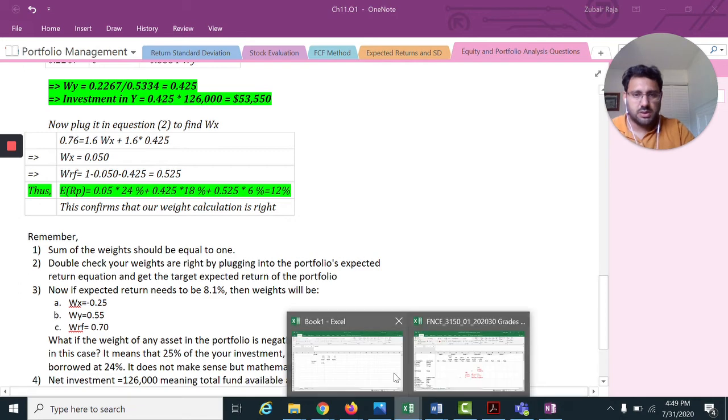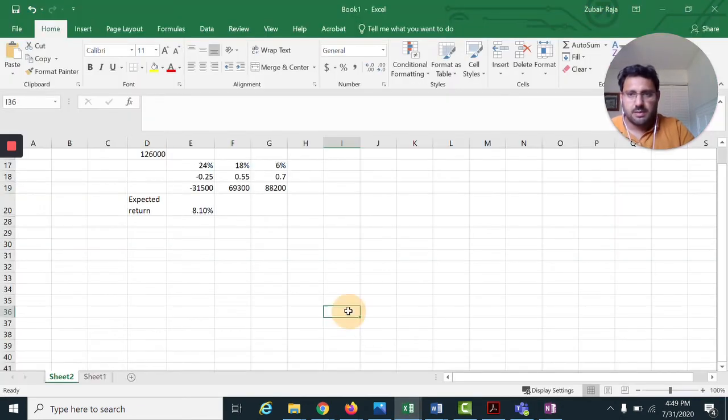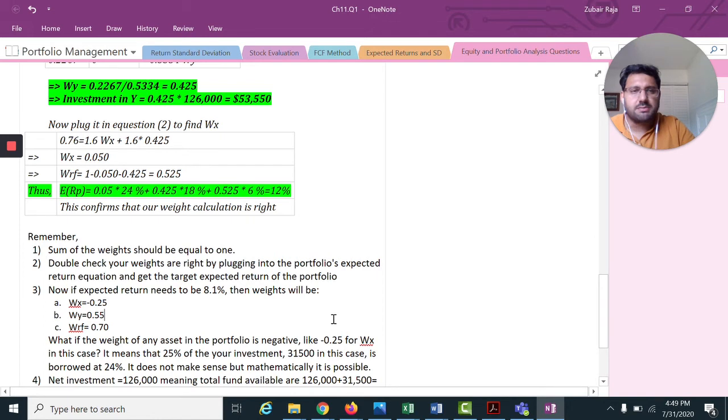So let me show it over here. So these are the weights, right? Minus 0.25 plus 0.55 plus 0.7. So you see, if you add them together, the sum is equal to 1, right? But what does the minus mean? Because there might be some questions where the weight will come out negative.